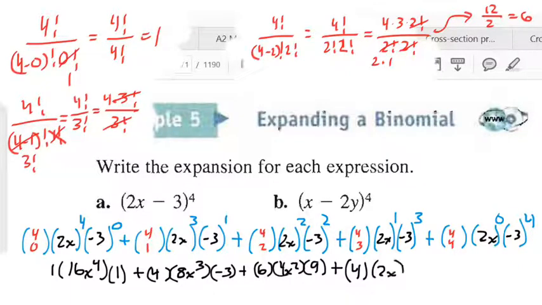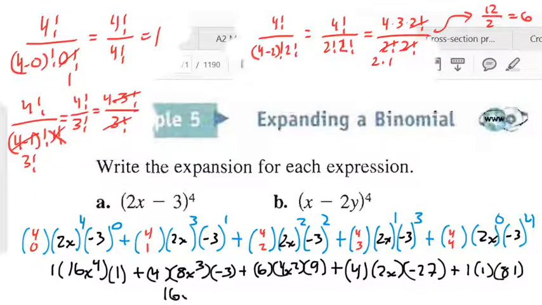Then you have 2x, then you have -27, because -3 raised to the 3rd power, plus this is 1, so I have 1, and then I have a 1 again, because anything raised to the 0 power is 1, and then for this guy right here, we have positive 81. And we're just about done here.